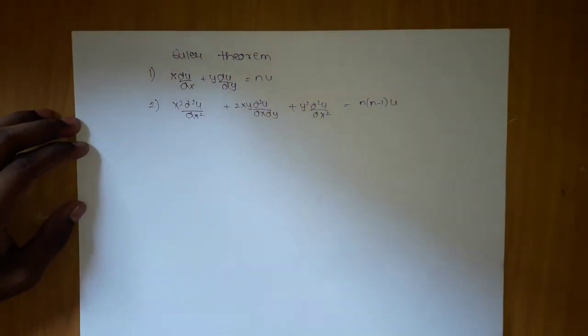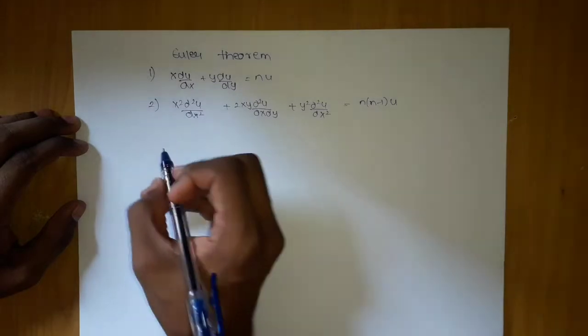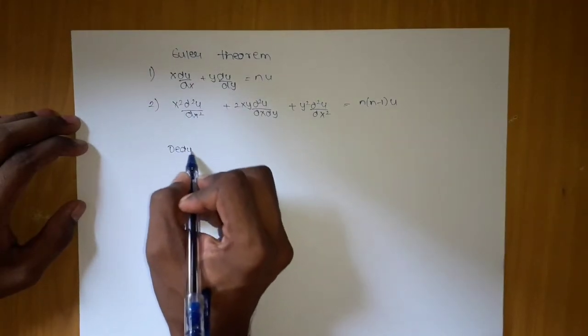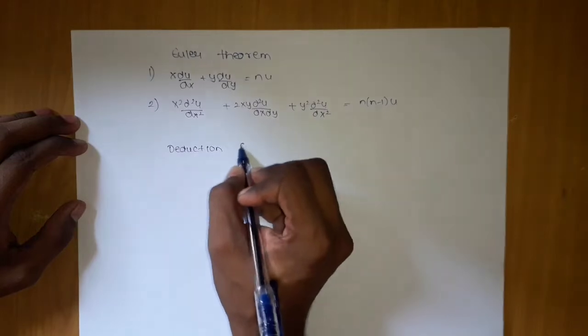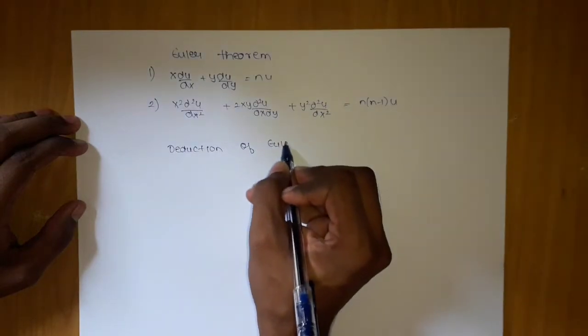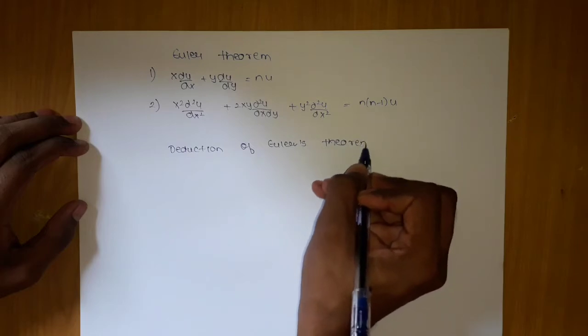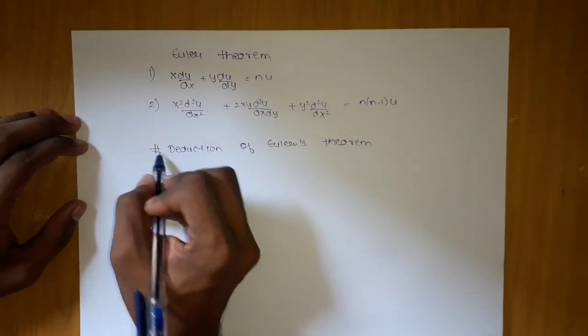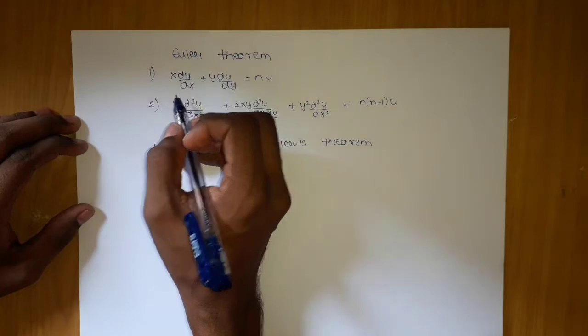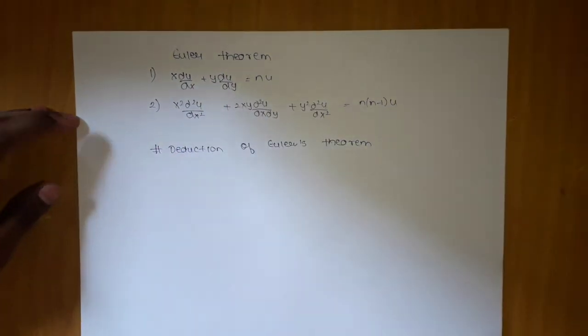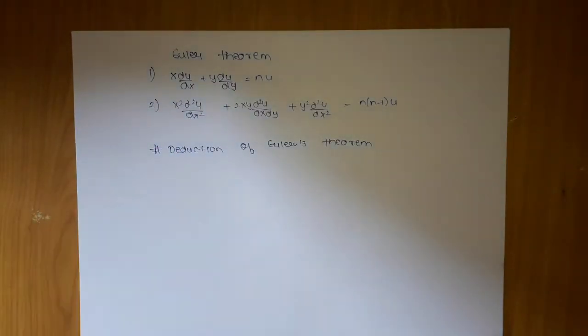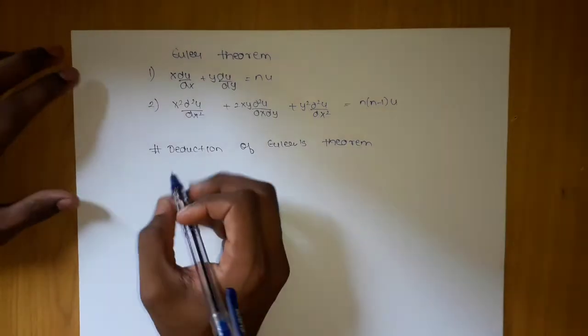So you must have remembered these two formulas on which we have done two sessions, but now we are going to move on to the modified version of these two formulas, which we call deduction of Euler's theorem. The word deduction means that the theorems are the same only, but they are represented in a new format.